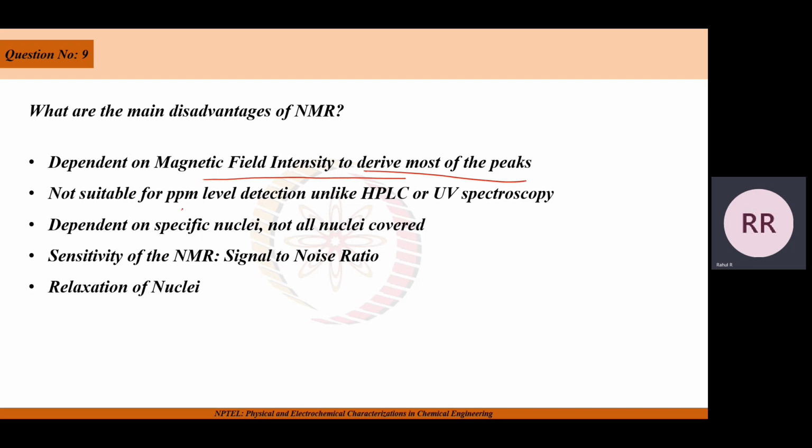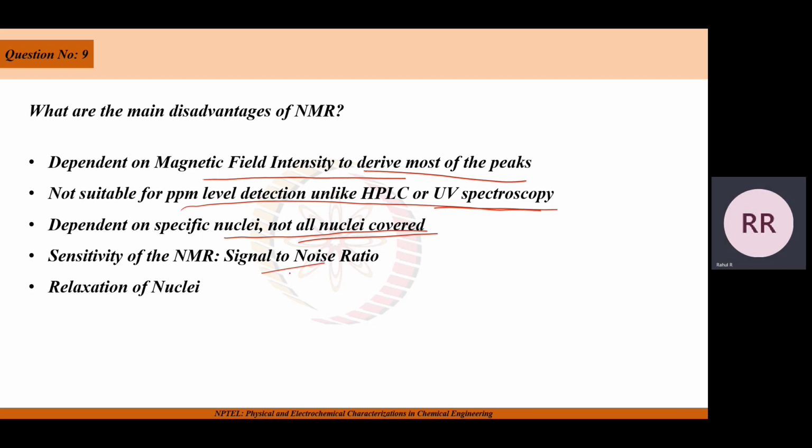It is not suitable for ppm level detection, unlike HPLC or UV spectroscopy. This is also one of the major demerits, and it depends on the specific nuclei. So it depends on what kind of nuclei you are dealing with, whether it is surrounded by a different number of electrons, or many other factors when you are doing NMR spectroscopy. And the signal to noise ratio is also an issue, so you need effective sensors or detectors to get a good result from the NMR.